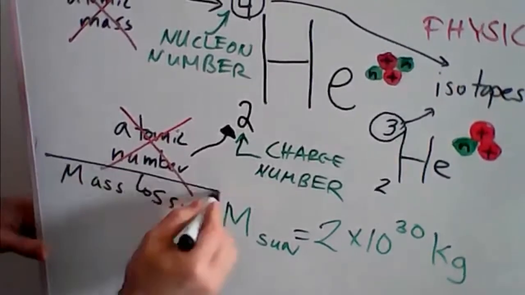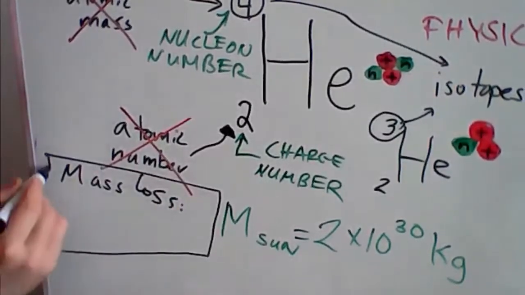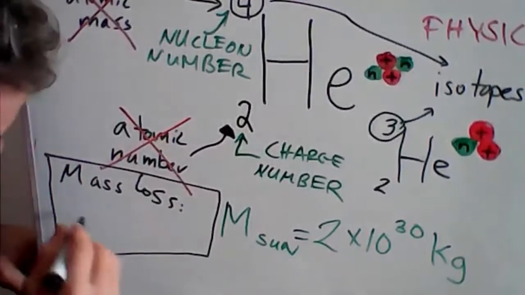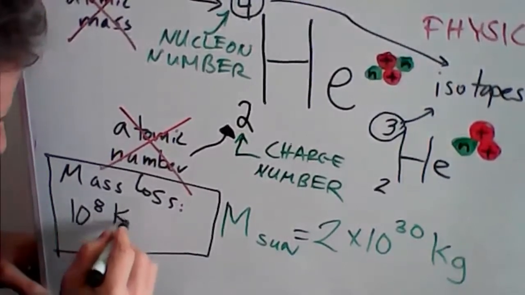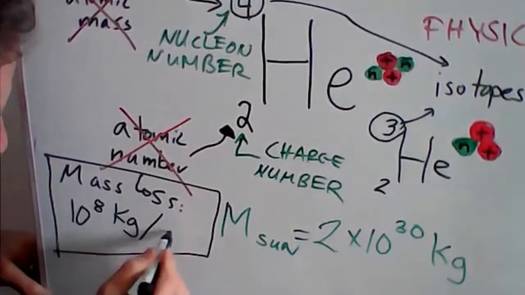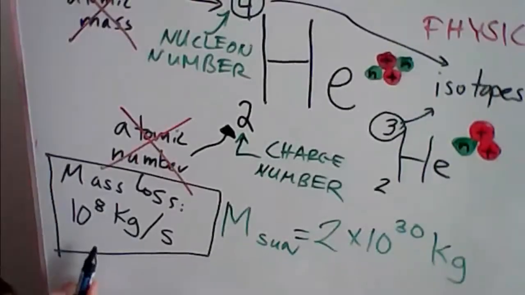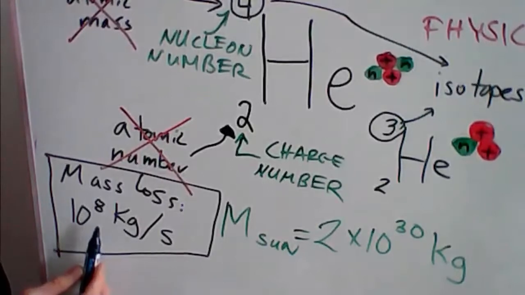The mass of the sun is 2 times 10 to the 30 kilograms. We'll write the mass loss over here. Just to remind you guys, 100,000 tons is 10 to the 8 kilograms per second. You see this number? So this number looks really, really big, right?